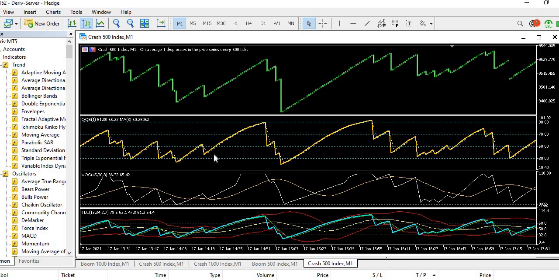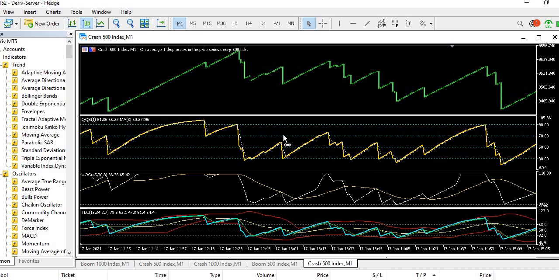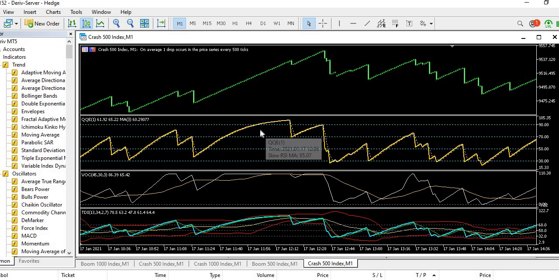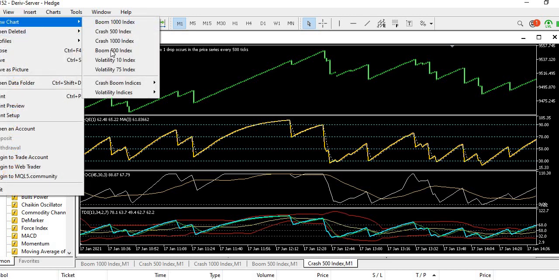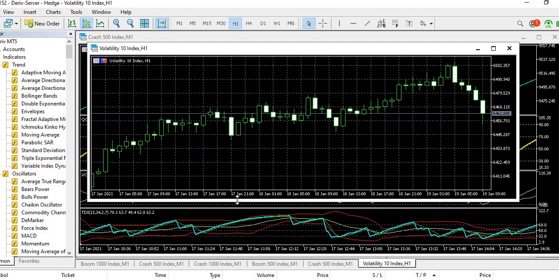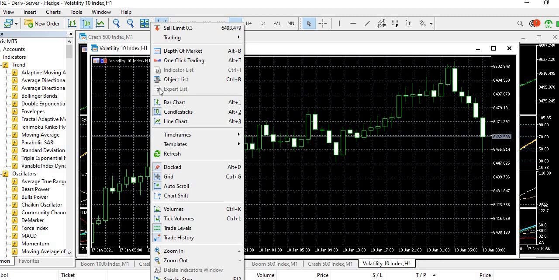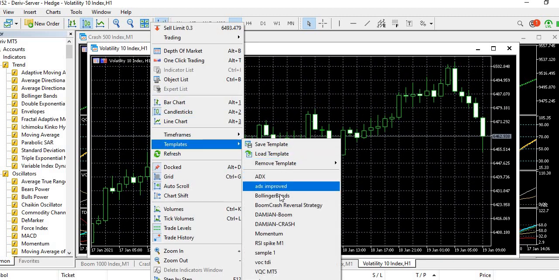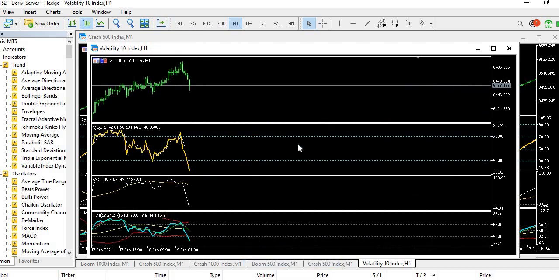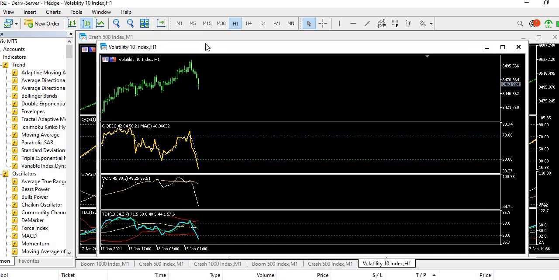So this is the indicator here. I just wanted to show you how to use it. For starters, you can use this indicator on any indices or Boom and Crash, okay? I've not tried it on currency pairs, but I've used it on indices. Let me just open volatility, let me go with Volatility 10, and I go to templates, this one here. So this is Volatility 10.